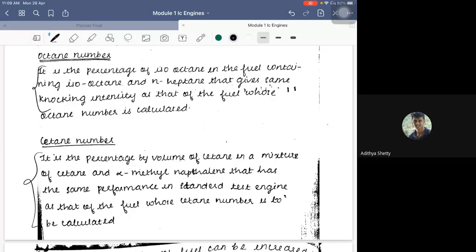So how will you come to know the octane number and cetane number? It is the percentage of isooctane in a mixture of isooctane plus normal heptane that gives the same knocking intensity as the fuel whose knocking is to be calculated. How it is done is a little bit tedious, guys. I will just explain it; just try to remember it, or else learn it by heart.